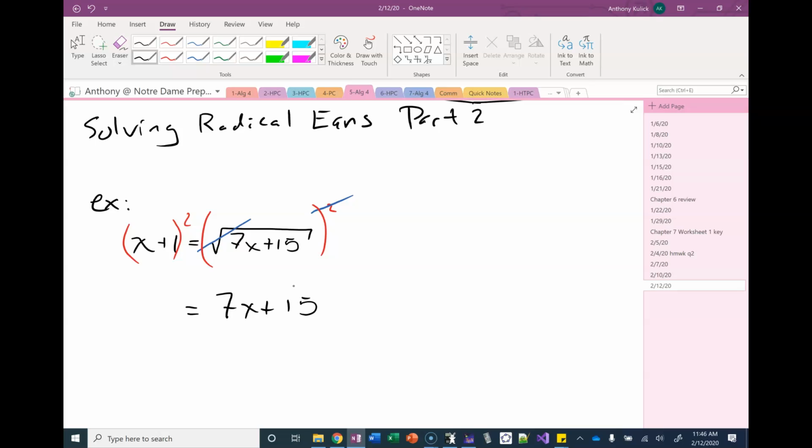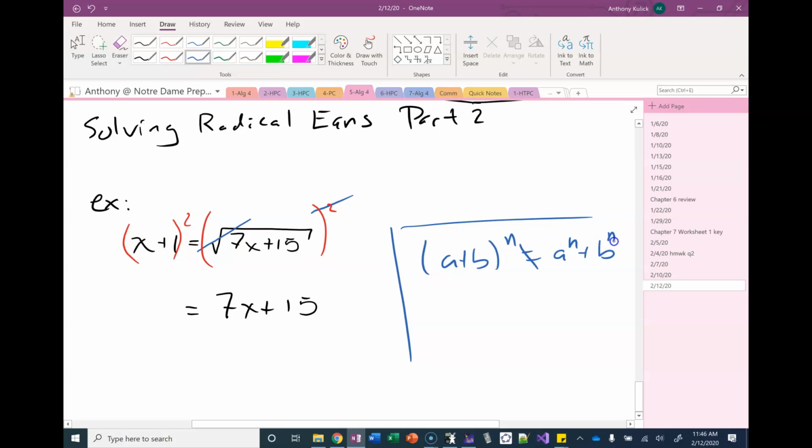X squared plus 1 is absolutely incorrect. So remember yesterday we talked about this freshman's formula that's never true. That's what you just used to get x squared plus 1. Definitely don't want to do that.